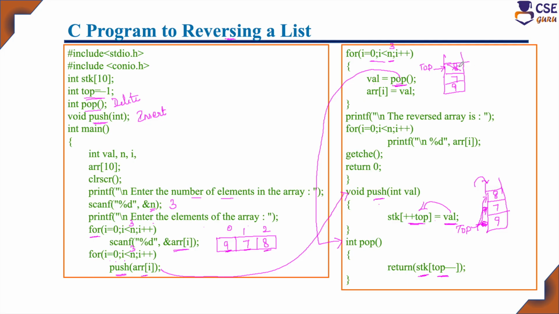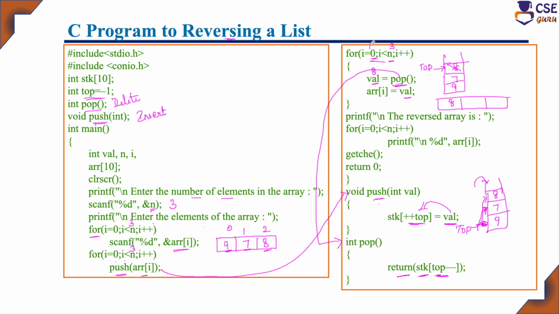So before decrementing, it will return the top element of the stack. It will be 8. So now 8 will be stored in the value, and this value will be stored in an array. So now 8 will be stored in the array. Next, this is when i equal to 0. Now i gets incremented to 1.